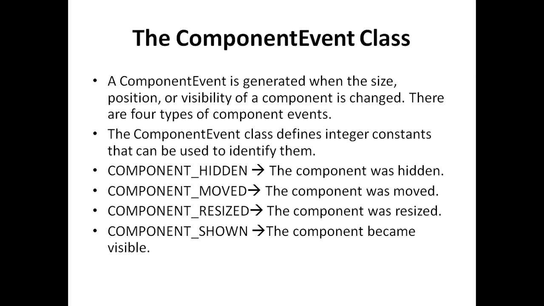Then the third class which we have is the ComponentEvent class. It is generated when the size, position or visibility of a component is changed. There are 4 types of component events, and these 4 types are defined by using integer constants: COMPONENT_HIDDEN, COMPONENT_MOVED, COMPONENT_RESIZED, COMPONENT_SHOWN. Component hidden means the component was hidden, moved means it was moved, resized means it was resized, and shown means it becomes visible.